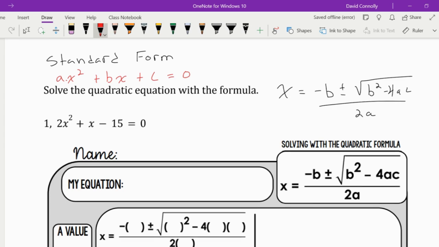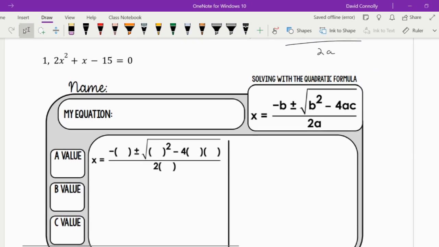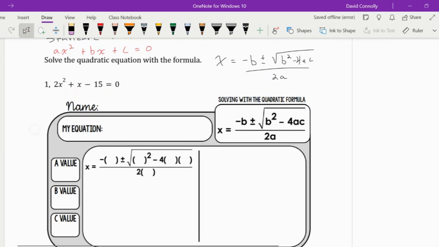But if it is, then all we need to do is figure out what these a, b, and c values are. So the a value is always going to be the one that is next to the x squared term. Okay, so in this case, the number next to the x squared term is a 2. The b value is always going to be the one that is next to the x term. And in this case, it looks like there is nothing there, but in fact, there is a 1. And then finally, the c value is going to be the one that is after the x term. And in this case, it is -15.